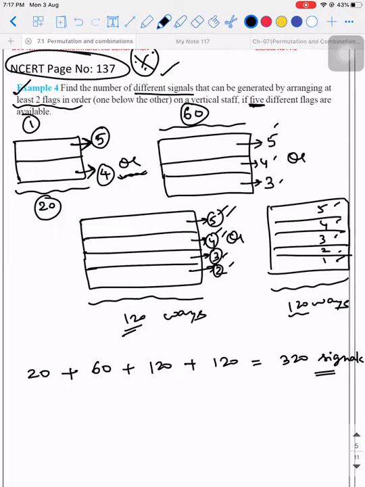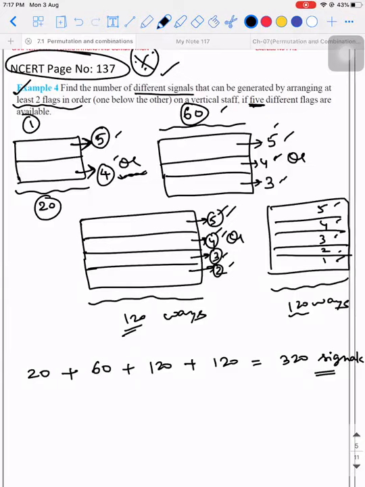Sir, how did you get 20, 60, 120 and all, sir? Multiplication, 5 into 4, 20. 5 into 4 into 3, 60. Fundamental principle of counting. First, you're taking the maximum order, sir. Like from the maximum. That is how we need to do.